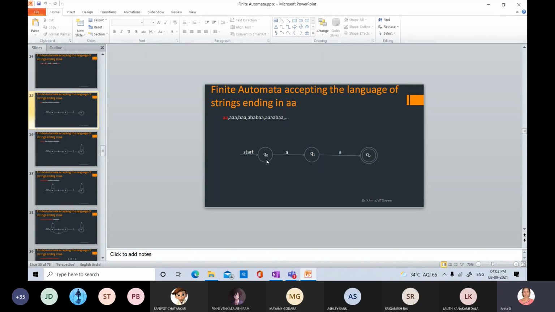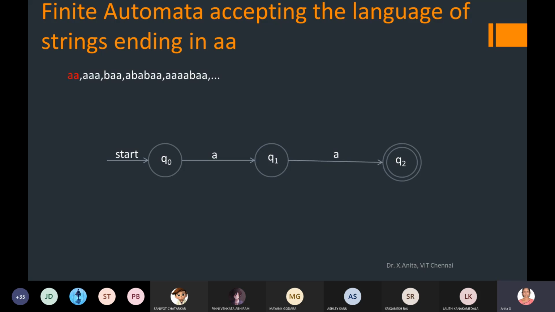Here we can start with the first symbol, A. In Q naught, I'm coming across an input symbol A. What should I do? I have to move on to another state, right? I'll be moving on to another state, and the next symbol is A. In Q1 I'm coming across A, so I'll be moving on to another state, that is Q2. So this is going to be the basic one.